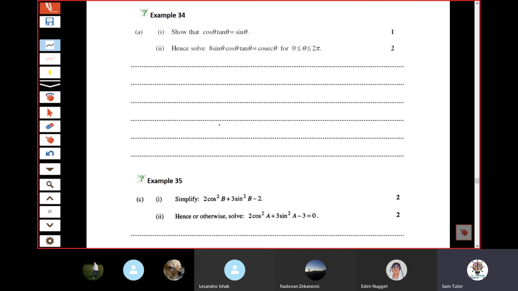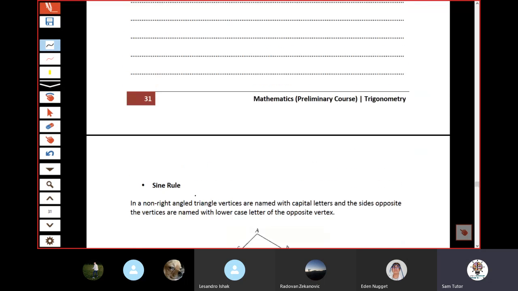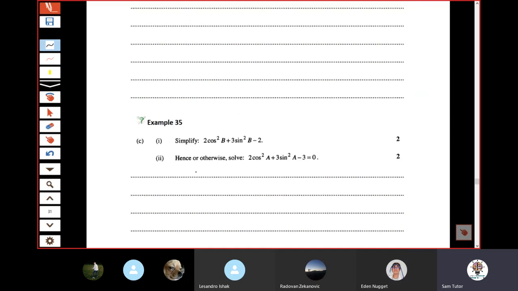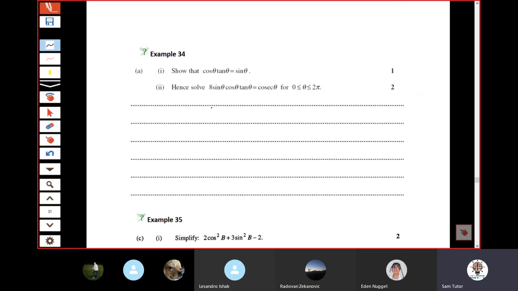I would like to do some HSC style ones, which are these ones here. These two are both HSC questions. So let's do part A1. Show that cos theta tan theta equals sine theta. Oh god, it's so easy. Cos theta times sine on cos, cancel, cancel, therefore equals sine, which equals the RHS. 1 mark.